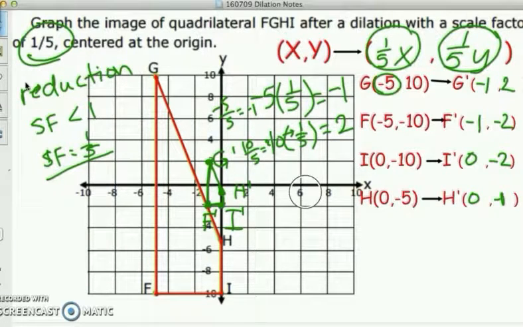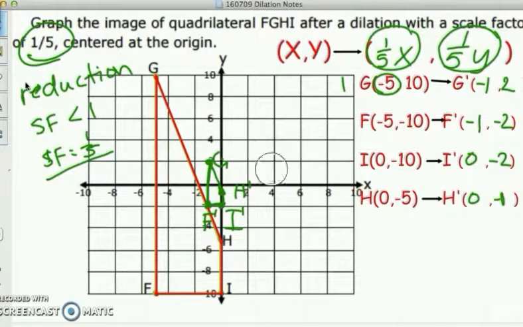So I'm going to erase this just so I have space to show you my image. I'm going to notice that my G, which starts way up here, I'm taking 1/5 of it, so it's getting far, far smaller. My G prime is going to be -1, +2. So I'm going to graph it here. Here's G prime. Notice how I'm labeling it. F to F prime, -1 to -2, I to I prime.